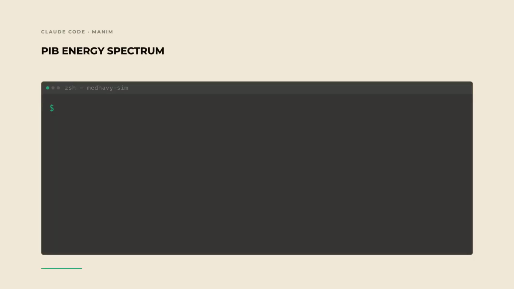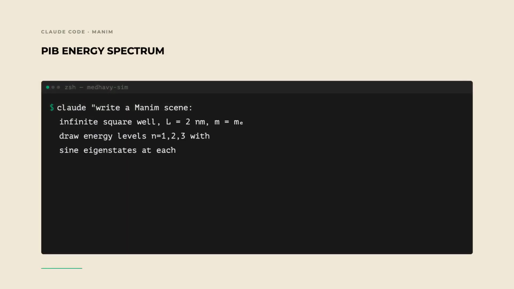The prompt: Claude Code Terminal, Claude, write a Manim scene, infinite square well, L equals 2 nanometers, electron mass. Draw the first 3 energy levels as horizontal lines with sine wave eigenfunctions. Label each level with its energy in electron volts.